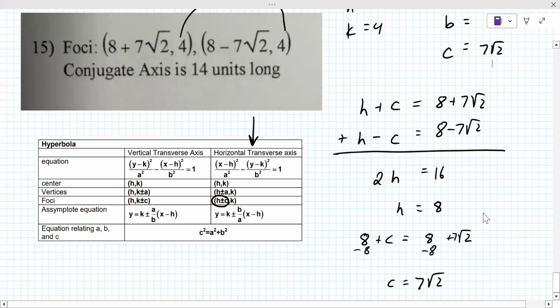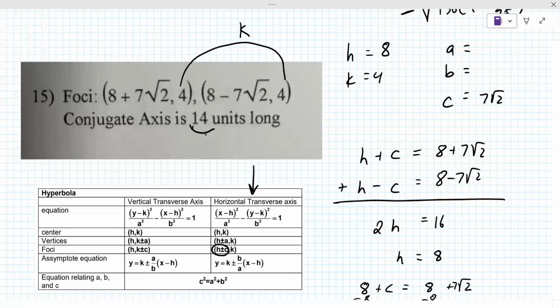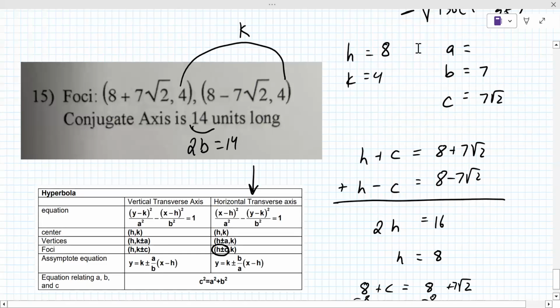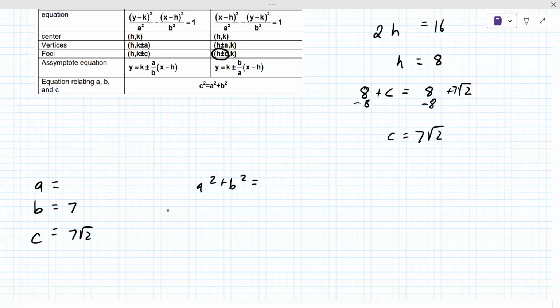All right, so from there, we need to find a or b. We remember from the previous problem, the conjugate axis is 2b. 2b equals 14, so b equals 7. To find the other value in that a, b, c group, you use the Pythagorean theorem, a squared plus b squared equals c squared. Notice again, it applies to both the right and the left.